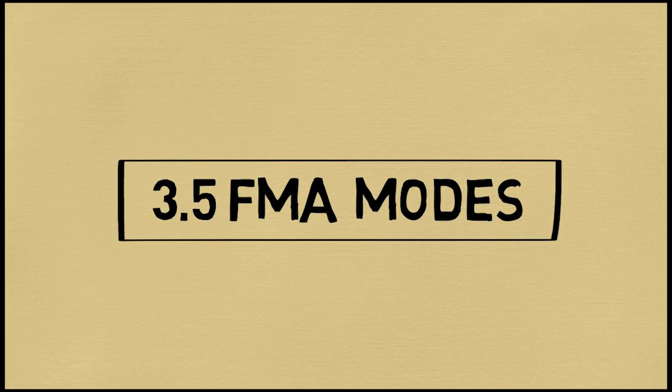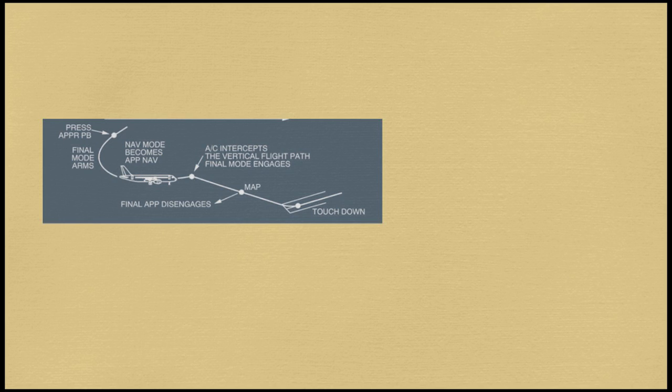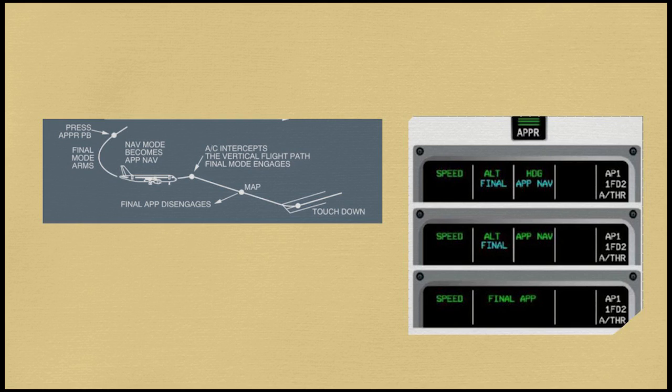Few things are as important as knowing your FMA. Describing FMA functions is a bit tricky due to the many variations available. Let's look at a typical FMA sequence for an approach in final approach mode. When you press the approach push button, final is armed and blue in the vertical mode, and approach nav in the lateral mode.